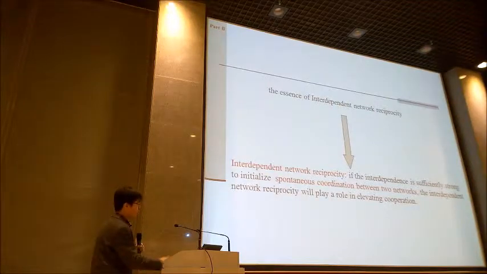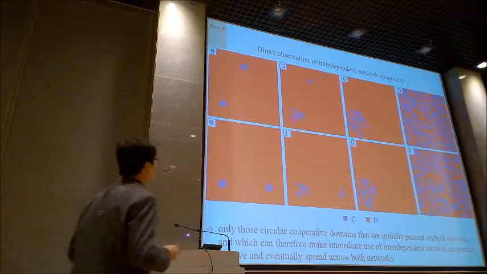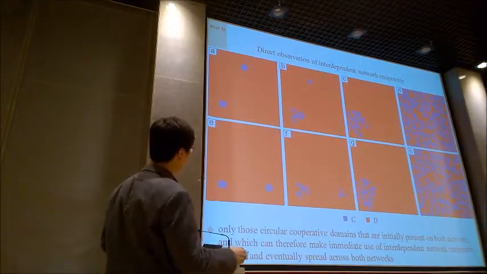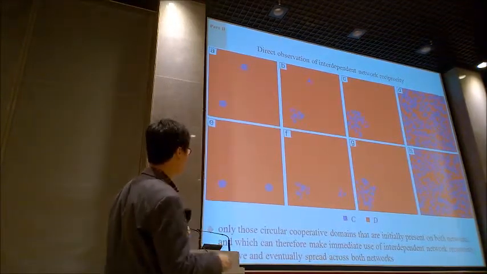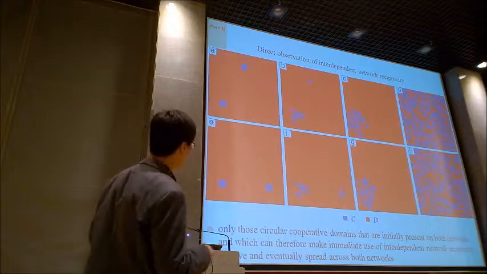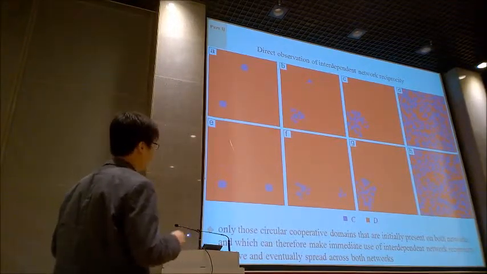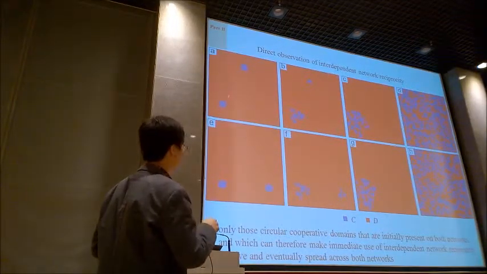the interdependent network can play an important role in promoting cooperation. Of course, we also provide a direct observation for interdependent network reciprocity. This top panel shows the evolution snapshot for one network. This bottom panel corresponds to the snapshot of another network. Initially, there is a spatial distribution. There are two domains or two circles on each network.